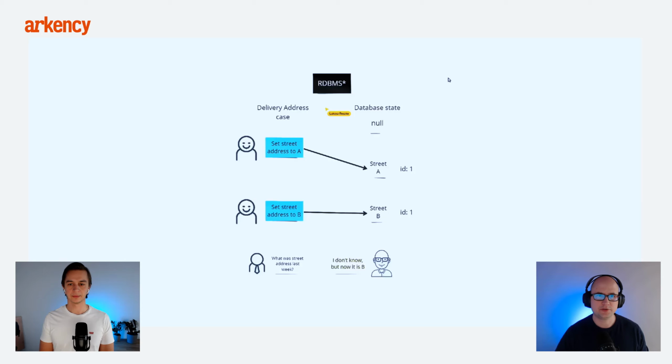In the standard setup, RDBMS in this case, when you have the delivery address and the user sets her address to A, at some point in time you have one row in the database, which is ID 1, for example. And then the user changes the address to B. You have just the latest state. So you don't know what your address was the previous week, but you know that now it's B, right? But you don't know the history of the user's address at all.